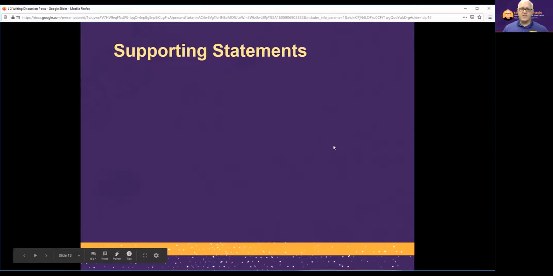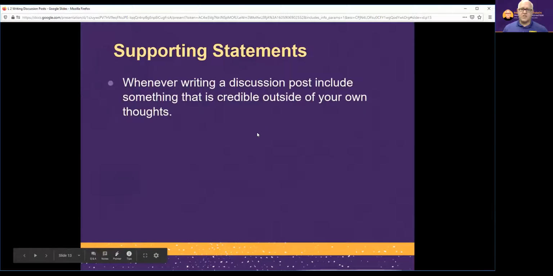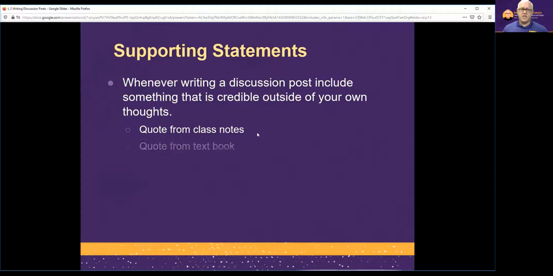Let's talk about supporting statements. Whenever writing a discussion post, include something that's credible outside of your own thoughts. Now, the earlier post that we looked for, which was a short one, only a 75 to 125 word post, probably didn't have enough room in there to include a supporting statement. But a supporting statement would be a quote from class notes. It could be a quote from a textbook. It could be a quote from a current events article. And it could be a quote from some research.